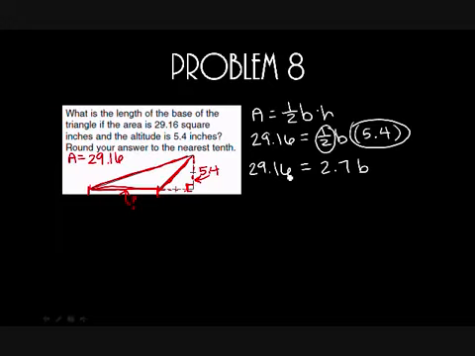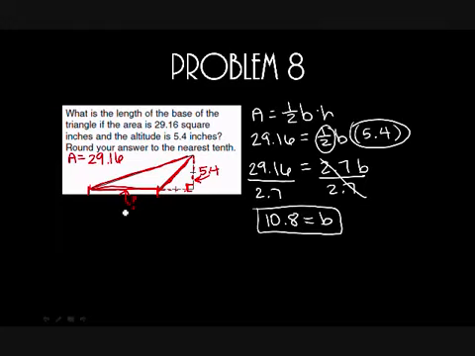And then you just need to get rid of the 2.7. So you're going to divide both sides by 2.7. And you're going to get as your answer 10.8, and that equals the base. So we make sure that we reread the question. It says, what is the length of the base? And so that's what we got, so that's our answer, and we're all set.